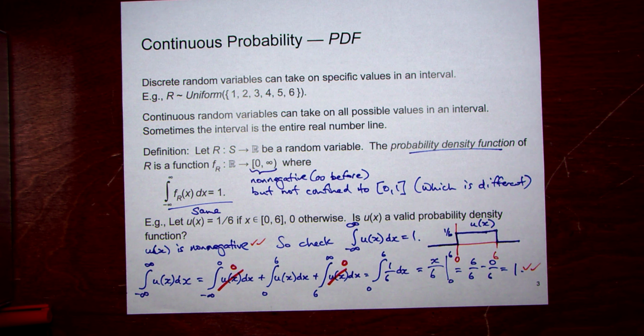So that's our first definition. The next definition is, what's the probability over a range, and that's going to involve an integral as well. I'm not going to be able to get through that example, so I'm going to save that. That'll be our starting point for Friday.